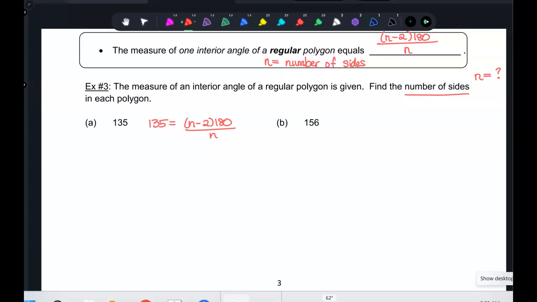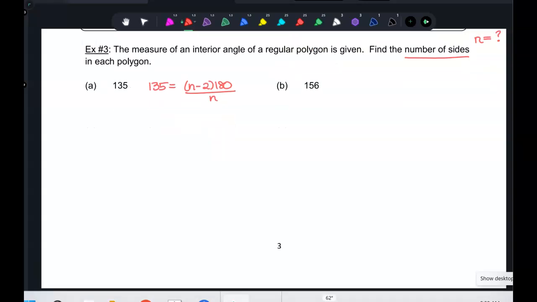Okay, so now we have an algebraic equation. More than one way to solve this. What would you guys do? You want to distribute? Okay, we can do that. We don't like this one.